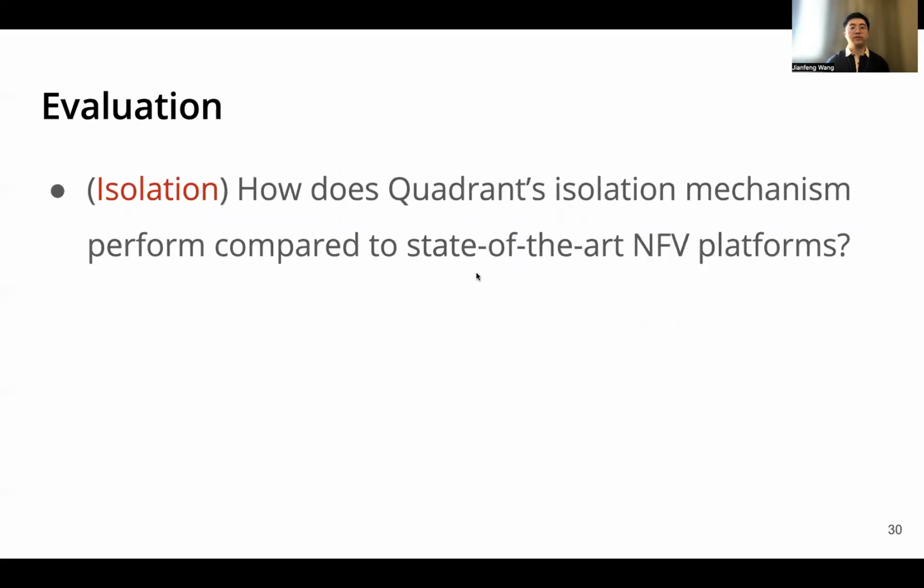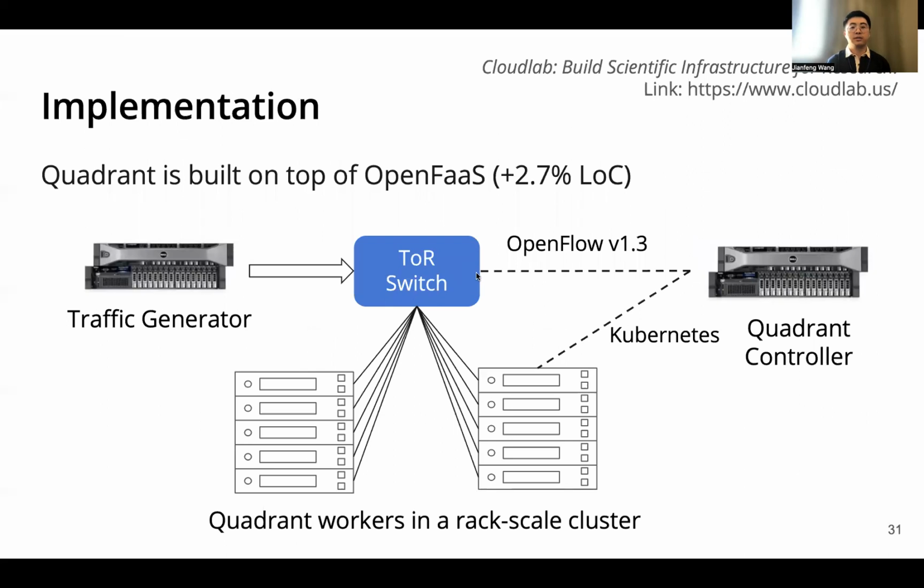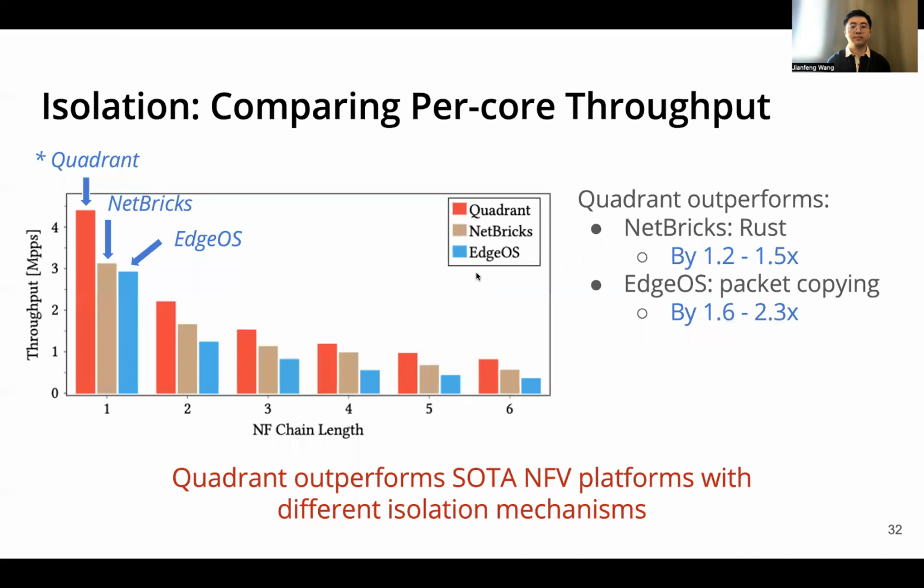To study the isolation performance, we compare Quadrant's NF isolation mechanism against other state-of-the-art network function isolation methods. To run experiments, we use CloudLab to deploy Quadrant in a cluster setting. All those servers are connected in a single LAN, connected through the switch. Traffic also enters the system through the switch. This figure shows the throughput of different isolation approaches at different network function chain lengths.